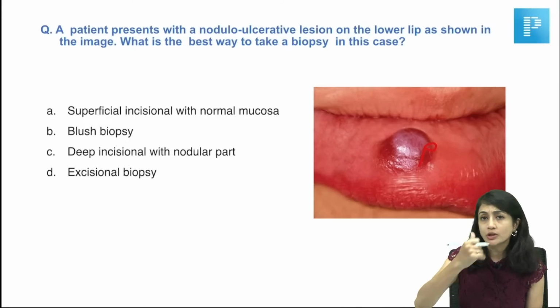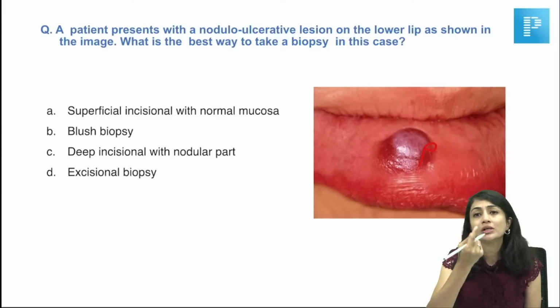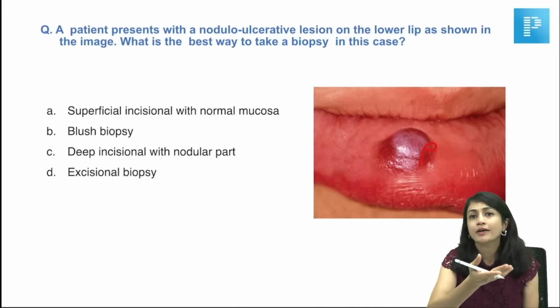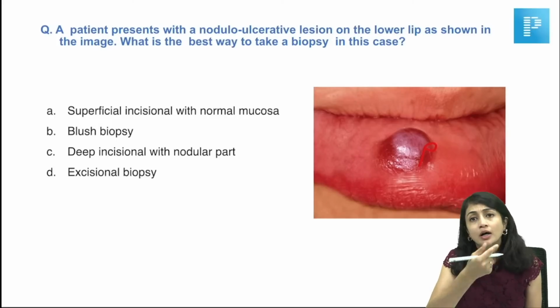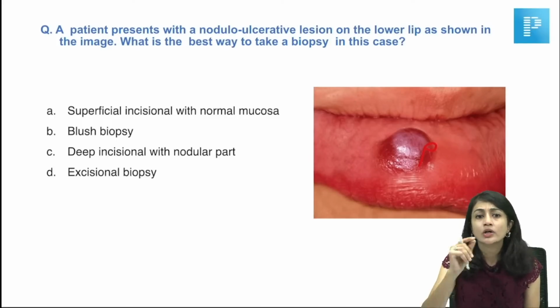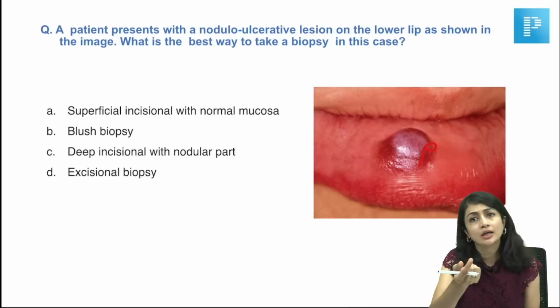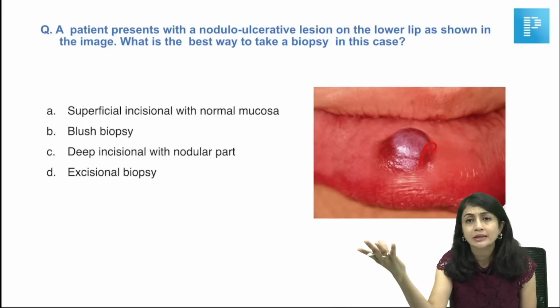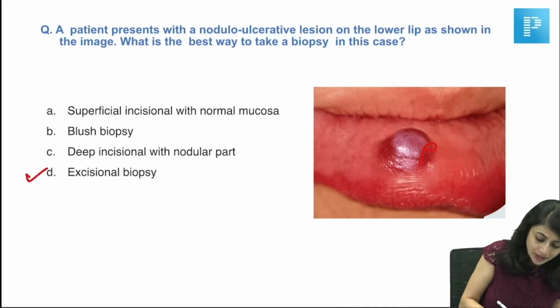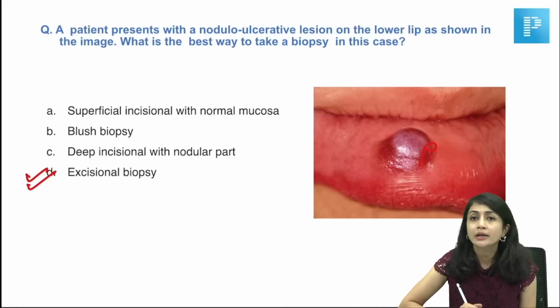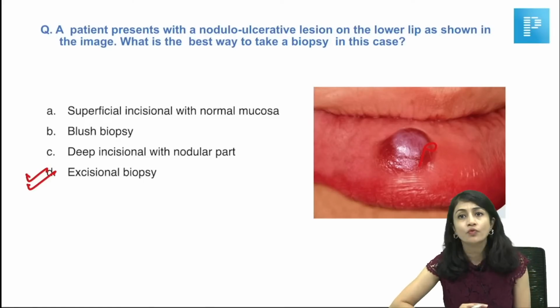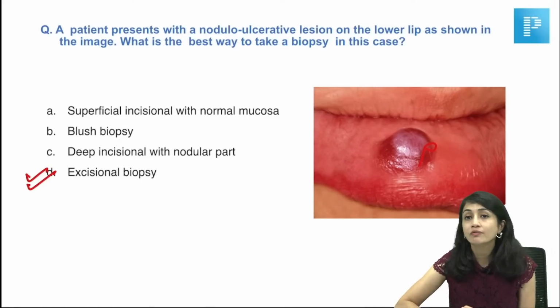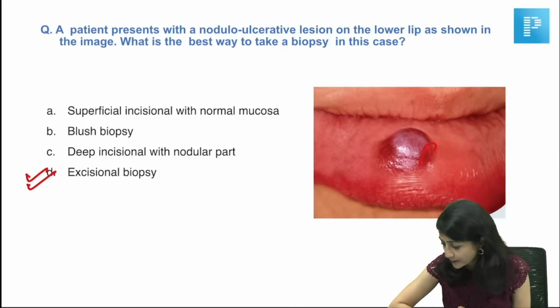So, if this was the question, just to clarify, if there is some nodulo-ulcerative lesion on the lower lip, we are thinking of actinic keratosis or some SCC precursor, and so there we would try to take the complete biopsy rather than taking a punch. I had told you that whenever we are suspecting any malignancy, we try to go for excision biopsy. So, I think that would be the answer here, but again I would wait to see if the question or options were different.